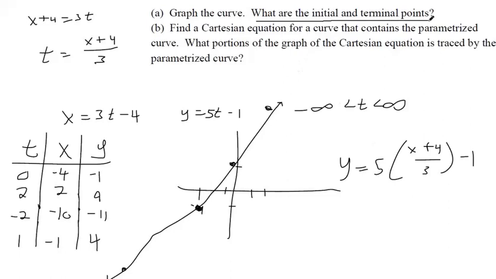And then initial and terminal sides, I skipped over this. Look, it goes all the way to negative infinity, all the way to positive infinity, so there's no initial, no terminal points for this graph.